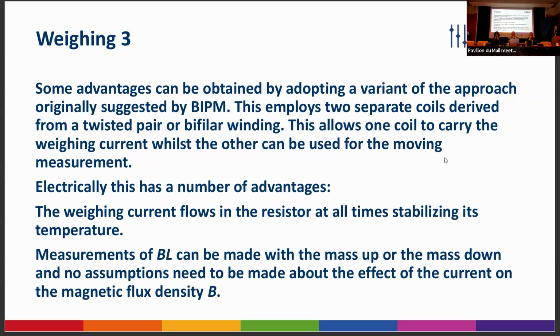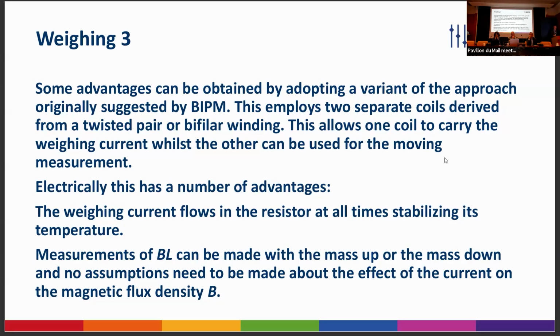In one case, the weighing current flows in the resistor at all times, which means its temperature stabilizes, its power coefficient, everything is stable effectively. Whereas if you're doing the other form of balance, when you go into moving mode, you turn the current off in the resistor, so it cools down. This means you've got a much more stable system.